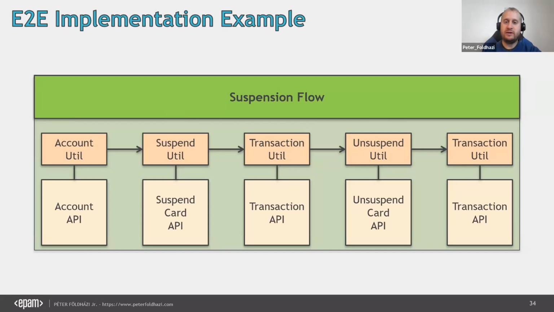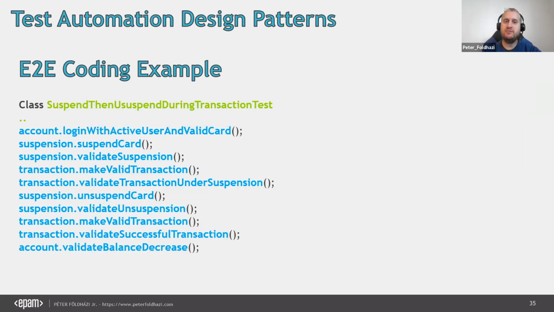So this is the scenario that I'm going to automate the testing for. And this is how it looks with leveraging the flow model. So what happens, I have an account flow, and one of the steps that I can do there is log in with an active user and with a valid card. And then after that, I would like to suspend the card, validate the suspension, and make a valid transaction. Now, it's very important, even though my card is suspended, the transaction itself is valid, but it's just not going to be successful.